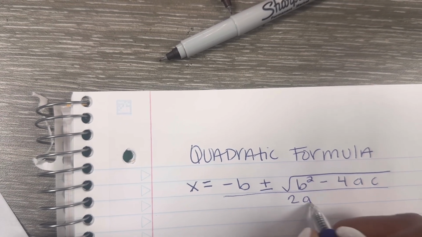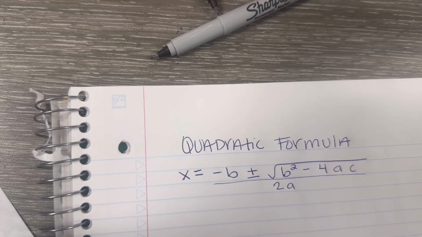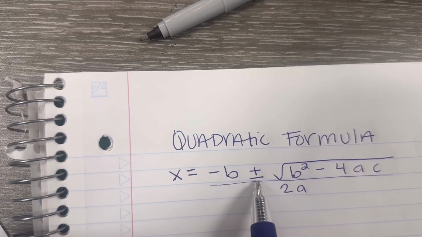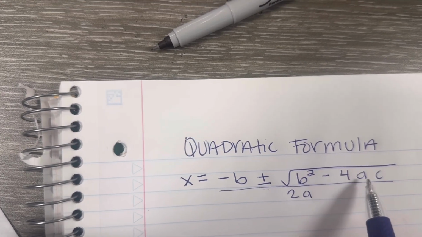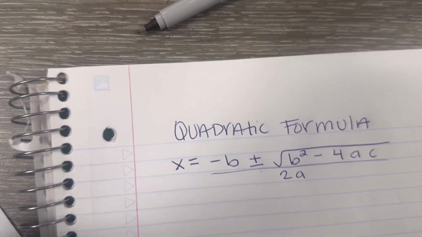I learned it using a VeggieTales song with Jackie Payne in high school. The VeggieTales song is x equals negative b plus or minus the square root of b squared minus 4ac all over 2a. So whatever you prefer.